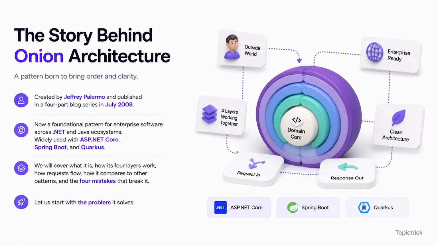In this video, you will understand exactly what Onion architecture is, how its 4 layers work, how a real request flows through those layers from the outside world to the domain and back again, how it compares to the other architecture patterns in this series, and, most importantly, the 4 mistakes that will silently destroy everything good about this pattern if you let them into your codebase. Let us start with the problem it solves.